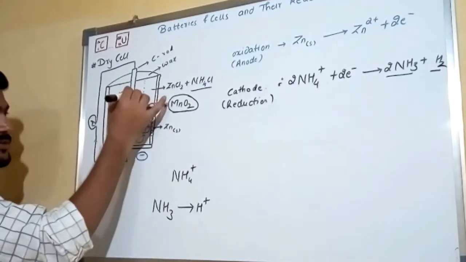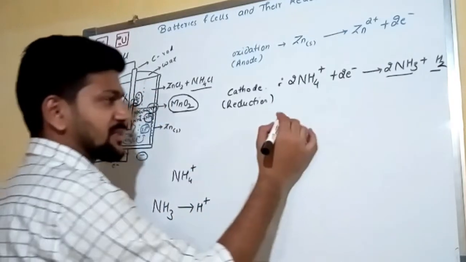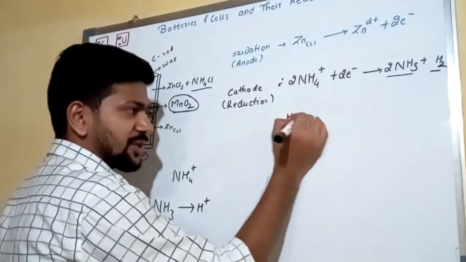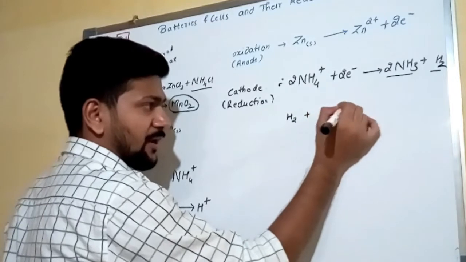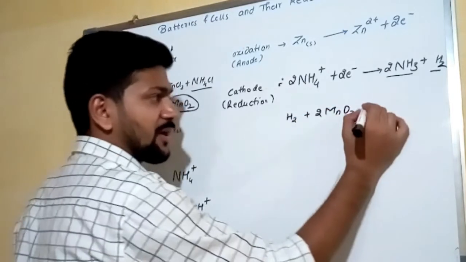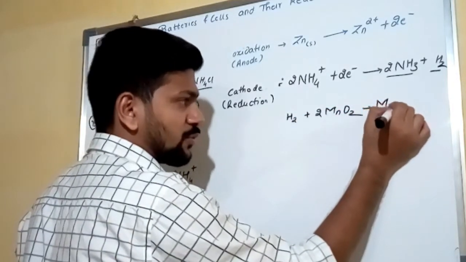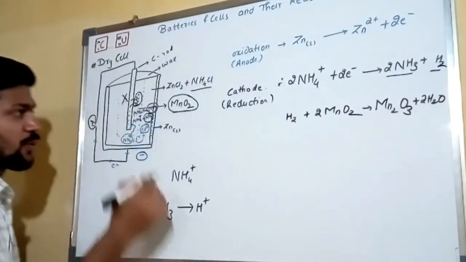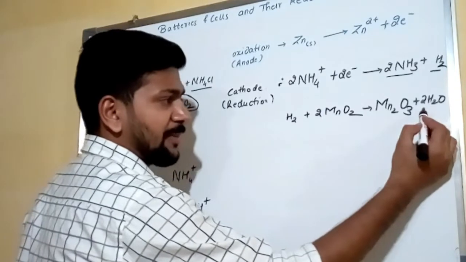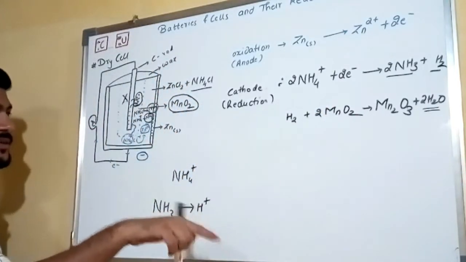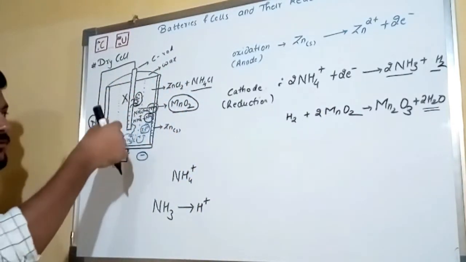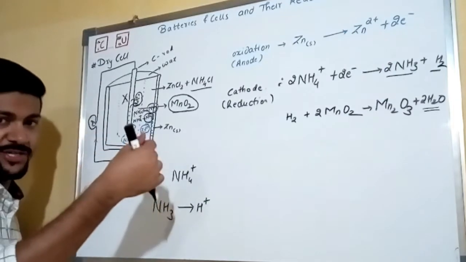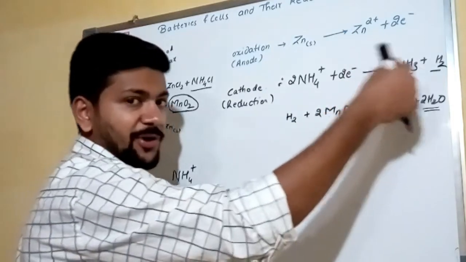So as soon as hydrogen gas will be produced over here, MnO2 will react with hydrogen, producing you Mn2O3 plus 2 times H2O. So you will be getting Mn2O3 and you will be getting H2O. This is also one of the reasons whenever you open a dry cell, you will be finding it a little wet or little moist. The reason is you are getting water molecules produced over there.